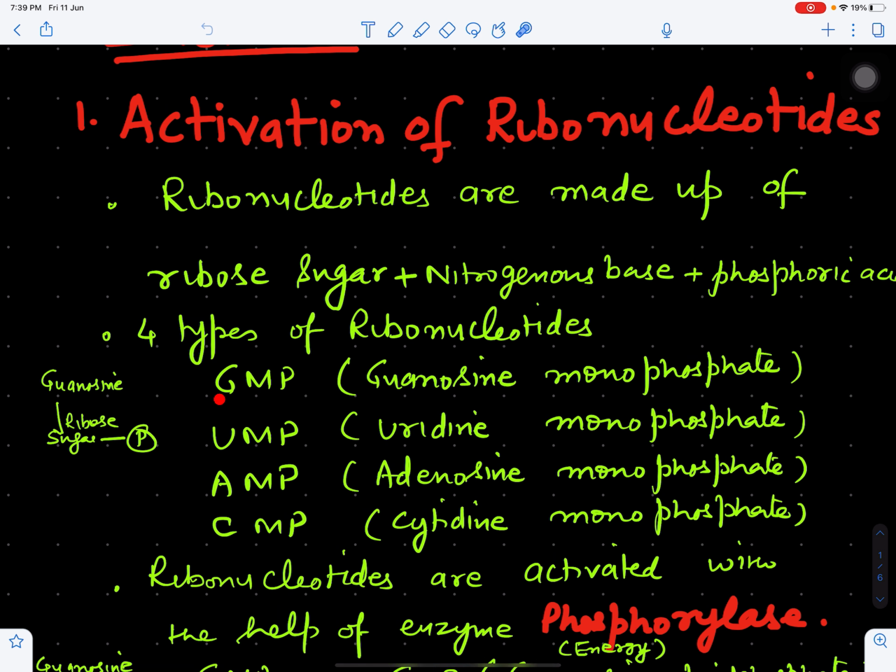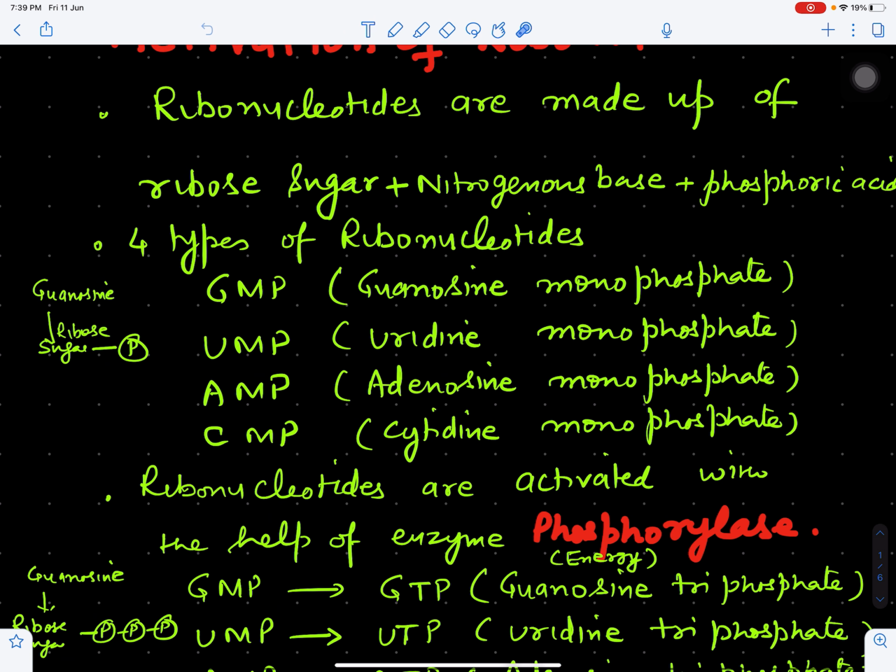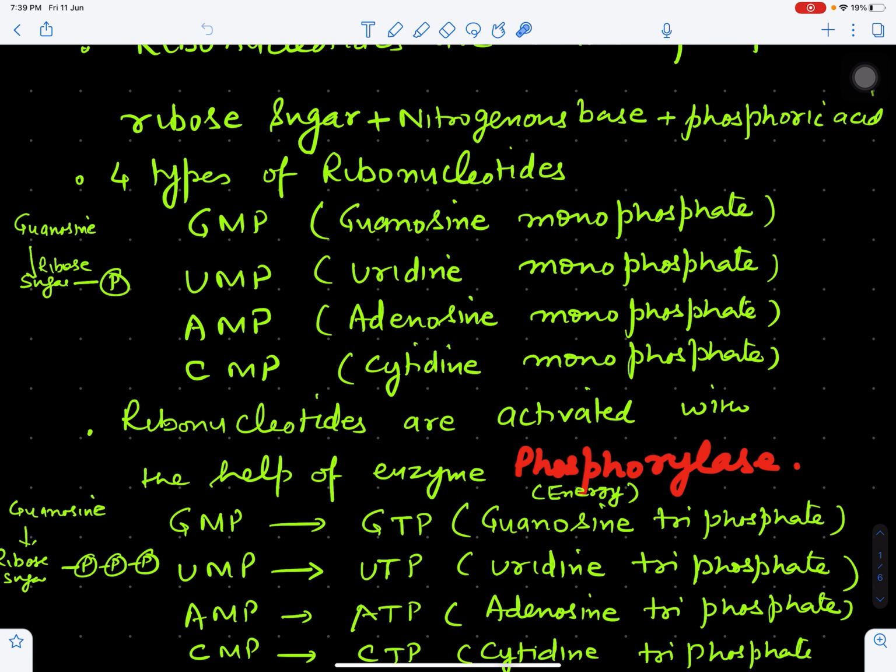If the nitrogenous base is guanosine, this is guanosine monophosphate. If it is uridine, this is uridine monophosphate. Then there are AMP, adenosine monophosphate, and cytidine monophosphate. These are the short abbreviated forms: GMP, UMP, AMP, and CMP. When they have to be activated, two phosphorus are added with the help of the enzyme phosphorylase plus energy.